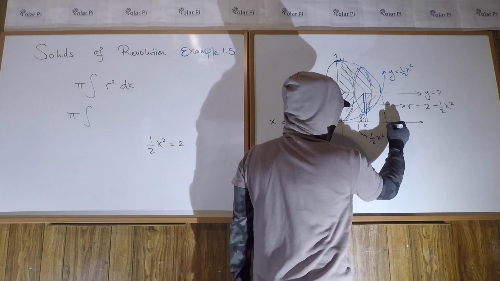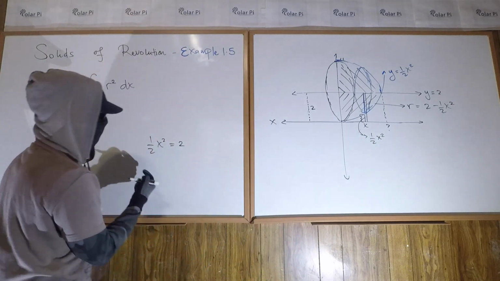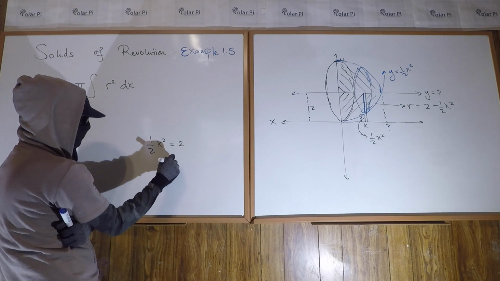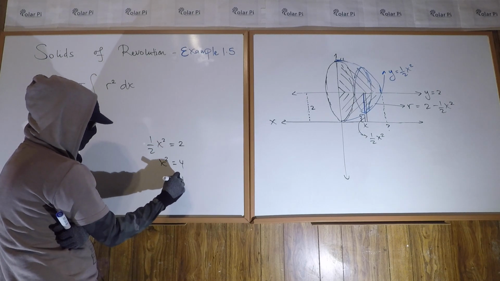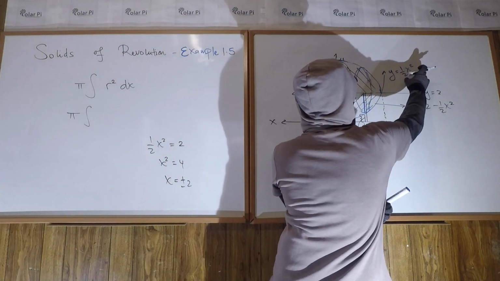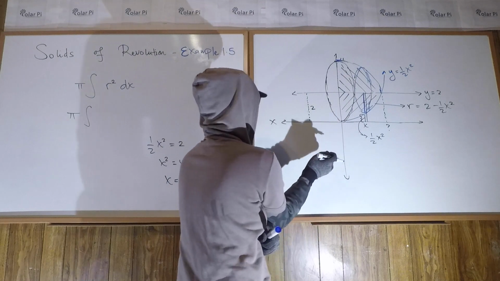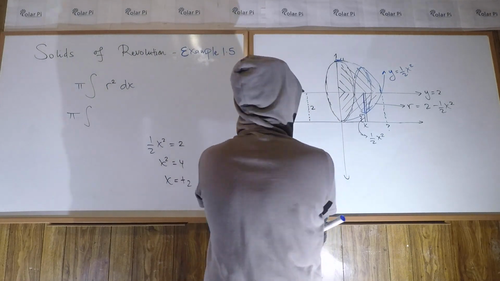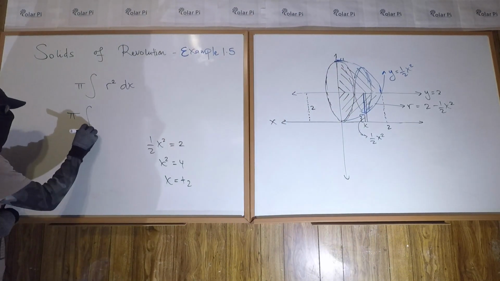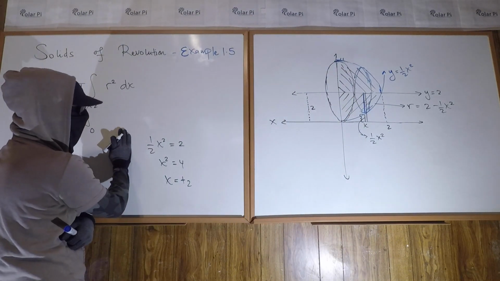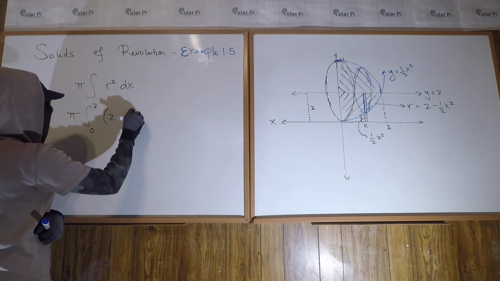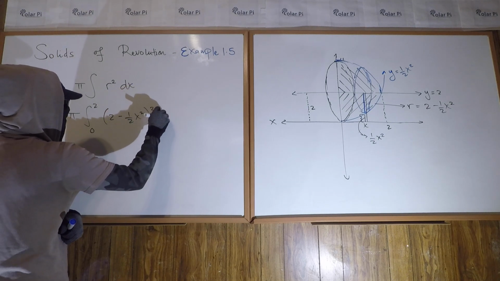So solving this gets us question mark. I multiply by 2 on both sides, and I get x squared is equal to 4. And so x is equal to plus or minus 2. Obviously, I only looked at the parabola 1/2 x squared in the first quadrant, so the minus 2 is no good to us. So question mark is 2. So the limits are 0 to 2, and we've already written down our R, so the integral is of (2 minus 1/2 x squared) squared dx.